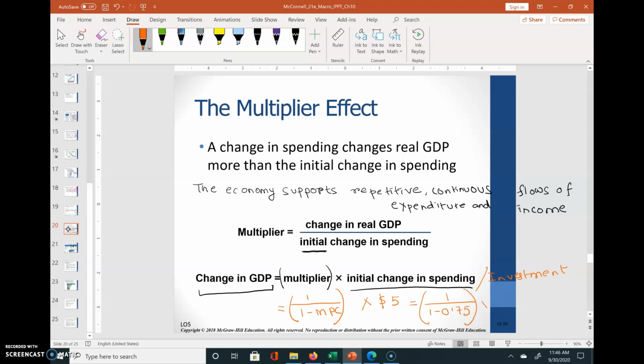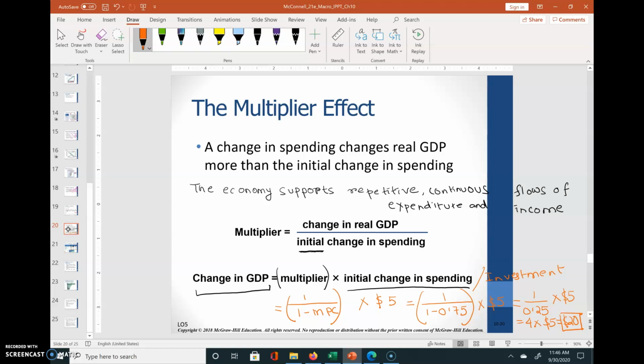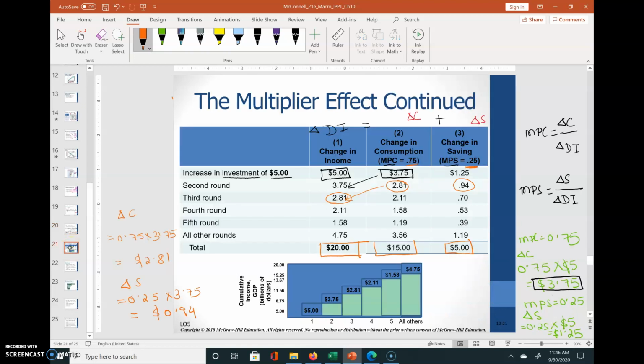So this is what I do here. 1 over 1 minus 0.75 is equal to 1 over 0.25 times 5. So 1 over 0.25 is 4 times 5, and this whole thing is equal to $20. Okay, that's what we just got here. So that's what we also got by doing this successive rounds of change in income.